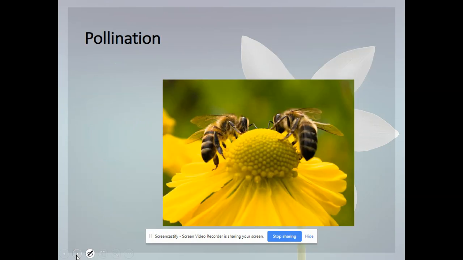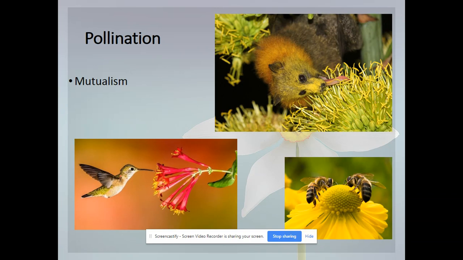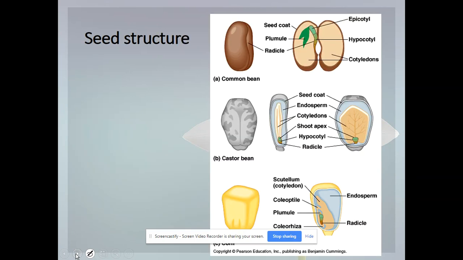Pollination, of course, is mutualism. Both organisms are getting a benefit. The birds are getting some snacks. This pretty little bat is getting some snacks, and then these plants are all getting pollinated.